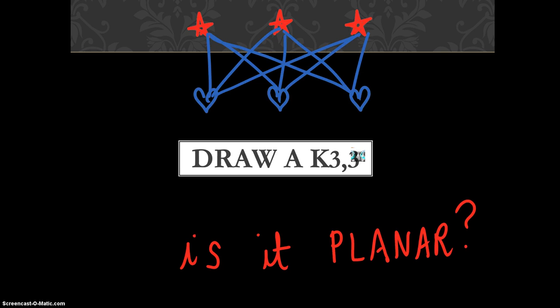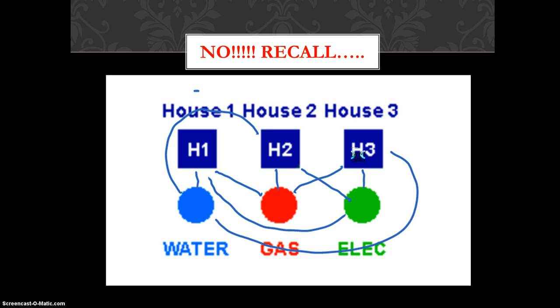Remember that would be three vertices in one group that are attached to three vertices in the other group. Think about our utilities problem. There you go, and I want to know, is this graph planar? Recall what it means to be planar, a graph that can be drawn on a flat surface so that no two edges intersect except at the vertices. Well, if you recall, the K33 is an example of the utilities problem, and it was not possible. So the K33 is not planar.